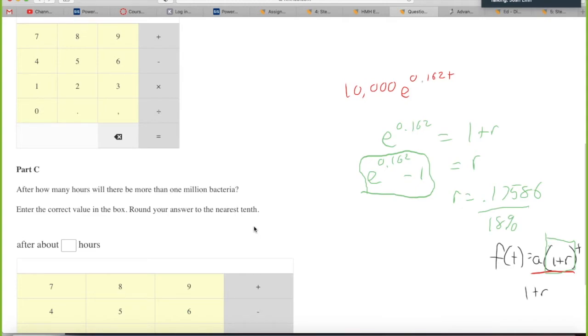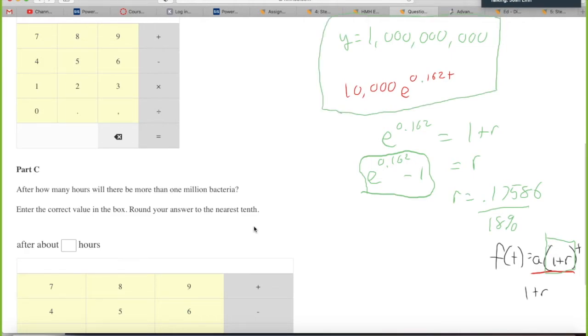Alright, so we need to figure out when it's 1 million, right? So we're just going to put y equals 1 million in there. Y equals 1,000,000. And then we're going to enter these two formulas and figure out where they cross each other.